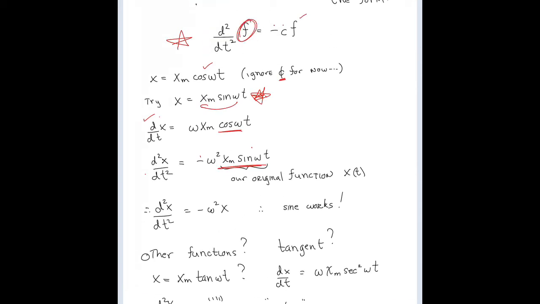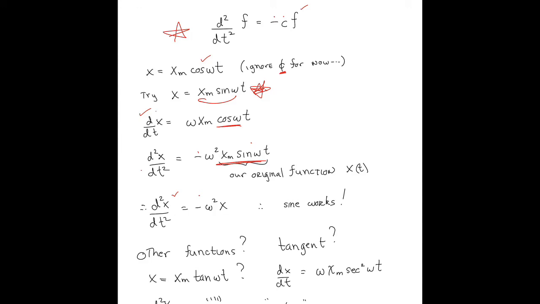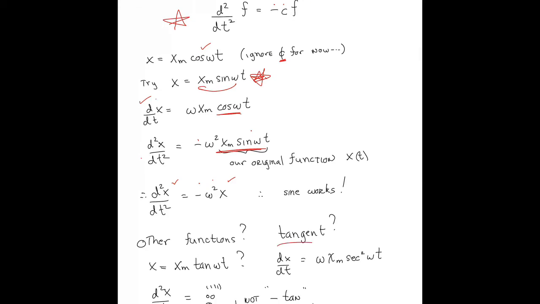Here's a function, take two derivatives, you get minus a constant times the same function back. So that's what we did. Here's our function right there. I took two derivatives, I got minus a constant times the exact same function back. So the sine function works. Well, sine and cosine are both periodic, so let's try another periodic function. What about the tangent? Why didn't we guess that the position as a function of time goes as tangent instead of sine or cosine?